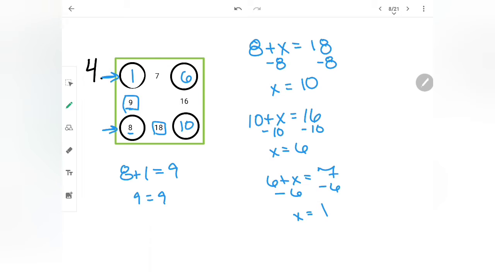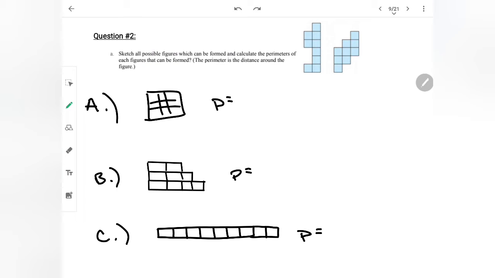Now moving on, we're going to go to this next problem. The question is, sketch all possible figures which can be formed and calculate the perimeters of each figure that can be formed.